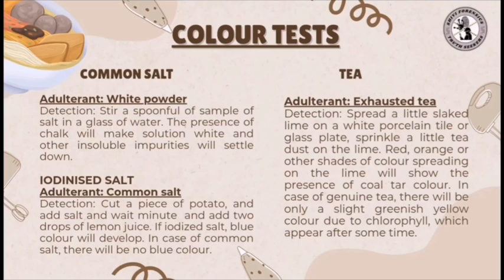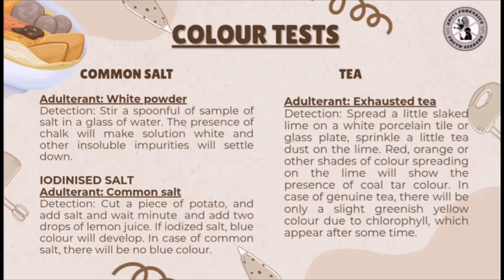Next, we have iodized salt. To check if common salt is present in it, we cut a small piece of potato and we apply salt over it. We wait for a minute and then we add 2 drops of lemon juice to it. If iodized salt is present, blue color develops, but in the case of common salt, there is no blue coloration.